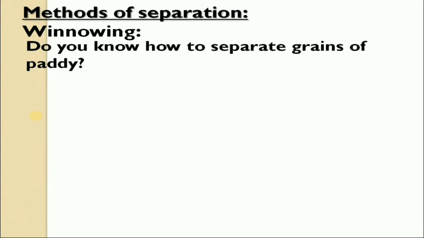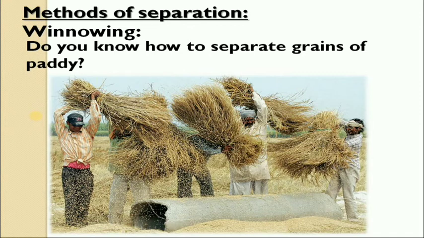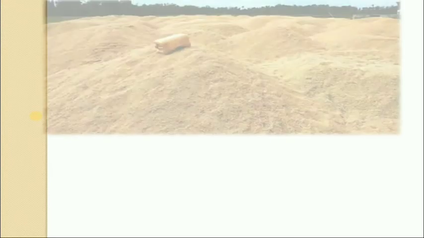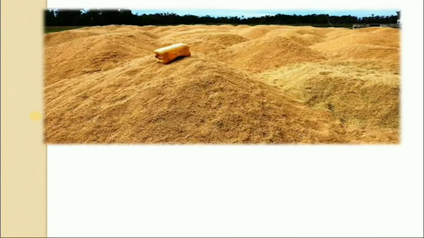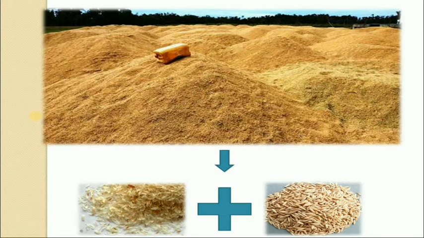Generally paddy plants have grains at their ends. They cut them into pieces and tie them as a bundle. They hit them against a hard material so that all the heavy grains fall down, and they make heaps like this. But this is not actually pure paddy. It is a mixture of paddy grains and husk.